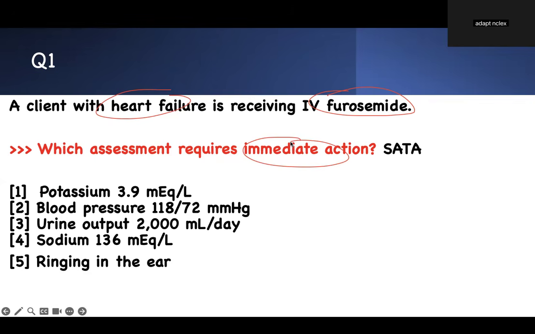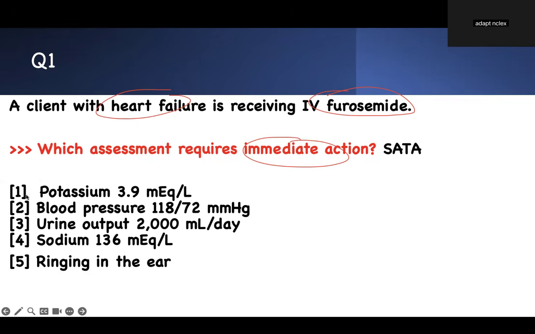We're dealing with furosemide. It's a loop diuretic. If I give it to you, what do you think it's going to do? It's going to lower your potassium. 3.9 is okay. It's going to lower your blood pressure. 118/72 is okay. Your urine output is going to increase. 2 liters a day is okay. Your sodium is going to decrease. 136 is okay. Therefore, ringing in the ear is one of the side effects, an early side effect of furosemide.